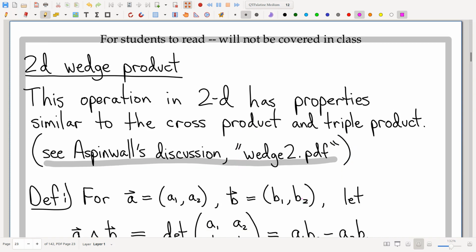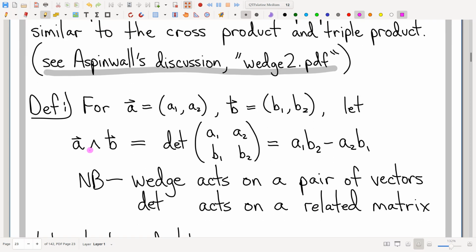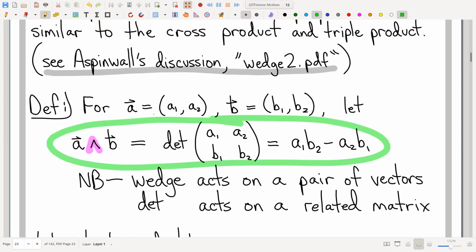And here's the definition. The wedge product is defined by that formula right there. Now, a lot of people look at this and think, well, okay, so wedge is determinant. What's the difference? Doesn't it say right there the wedge is the determinant? What are we talking about here? Well, very importantly, wedge acts on a pair of vectors. Determinant acts on a matrix. Those are not the same thing, right? A pair of vectors is not the same as a matrix.